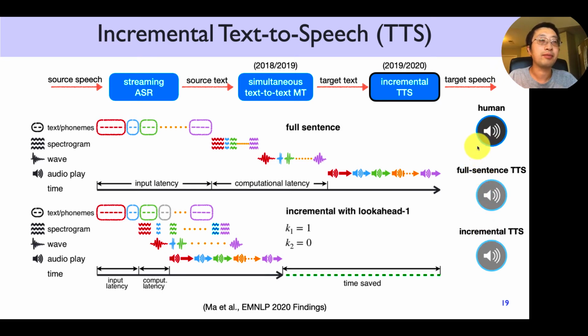钱伟长想到上海来办学校是经过深思熟虑的。 That's human. Ground truth. 钱伟长想到上海来办学校是经过深思熟虑的。 That's full sentence TTS.